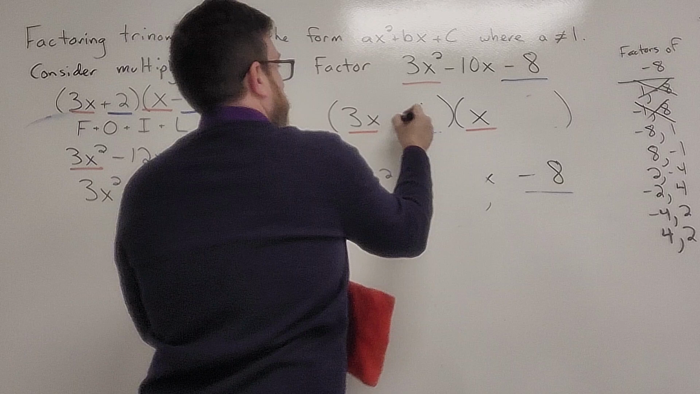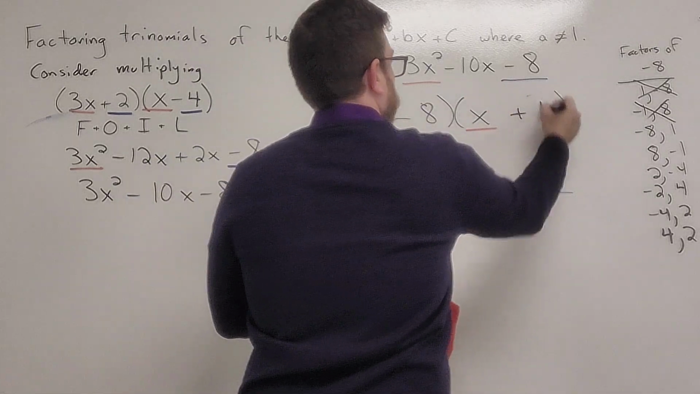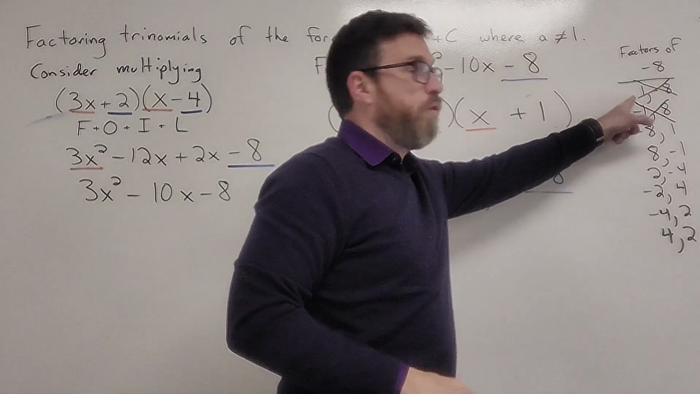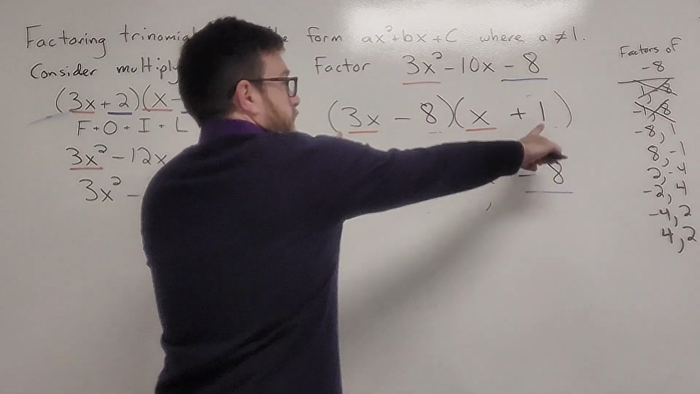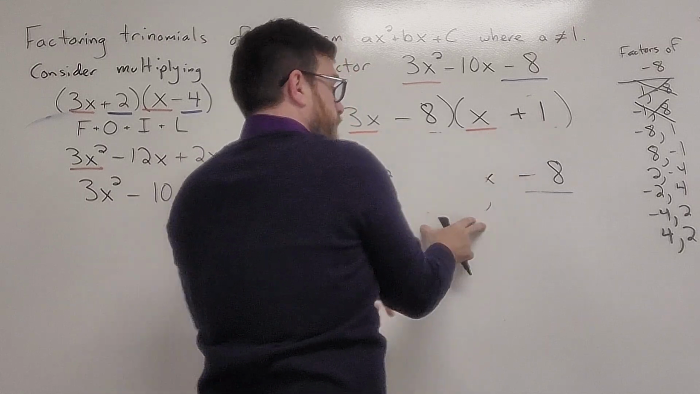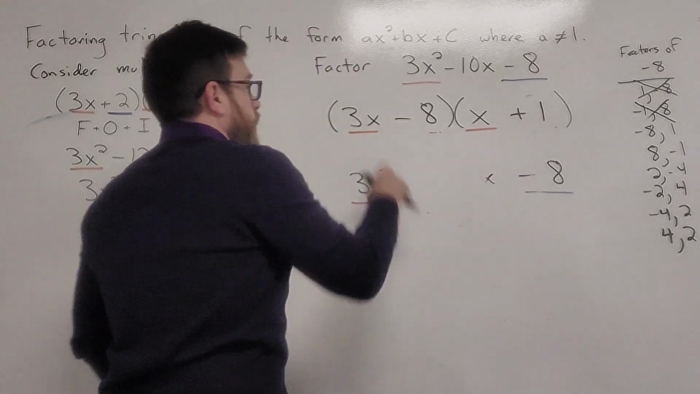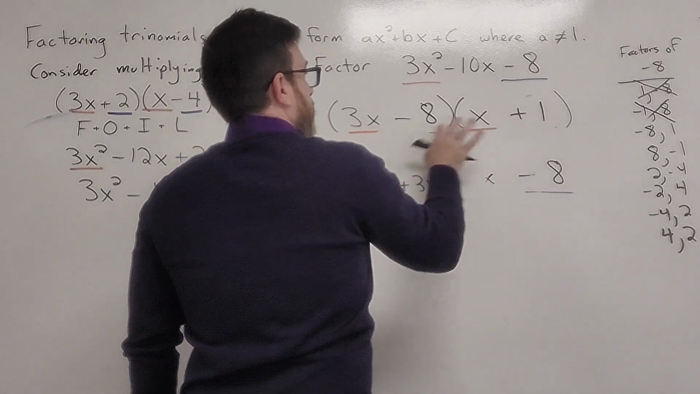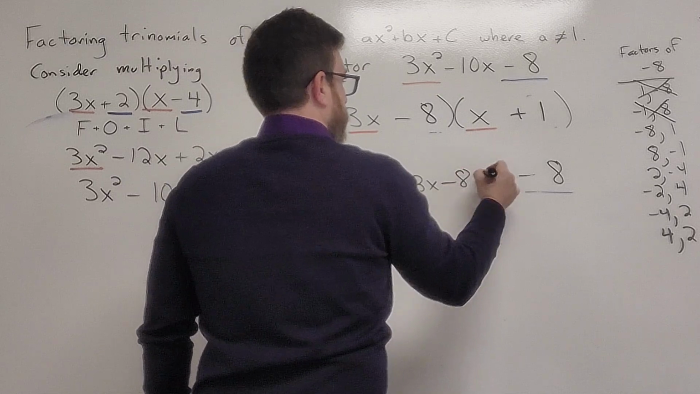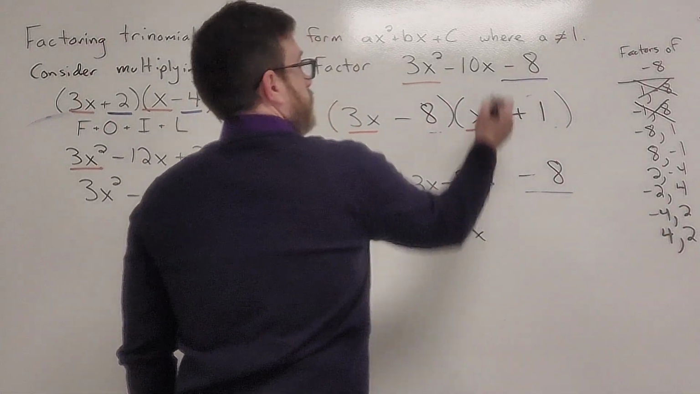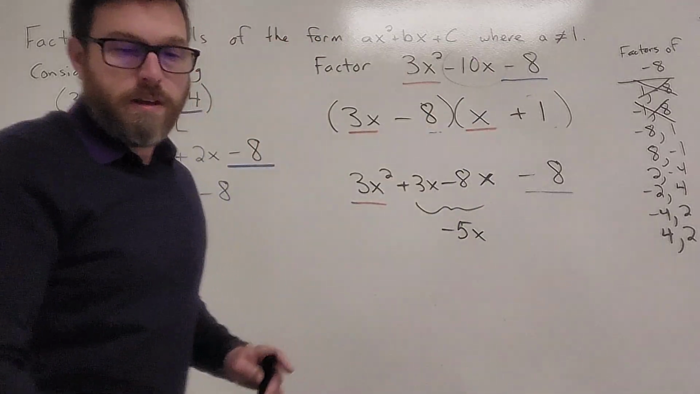So -8, +1. Now I know we did a -8 and a +1 before, but the order matters because in this case the 1 is being multiplied by the 3, and the -8 is going to be multiplied by the x. So it's going to give us a different outside and inside. So 3x times 1 is going to be 3x minus 8x, and we can see that we're going to get a minus 5x. Again, we're still looking for this minus 10x, which hasn't showed.